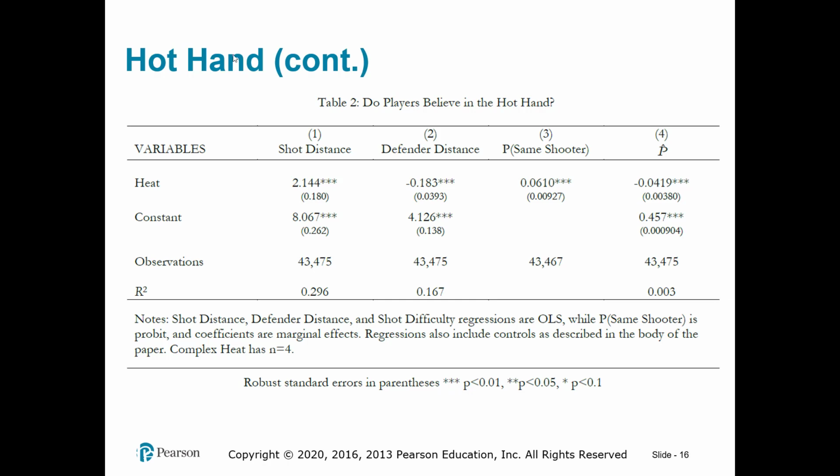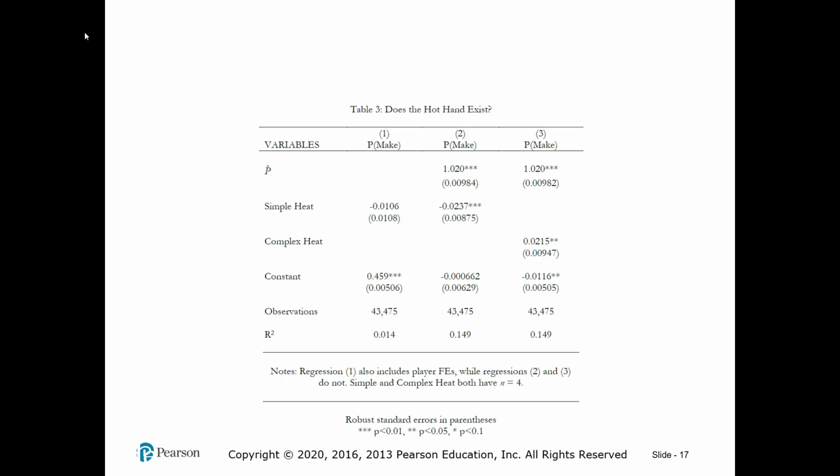So that's, do the players believe in the hot hand? And then, does the hot hand exist? Again, this is not a traditional linear regression, but we'll just go through this anyway. Okay, so we have a base model here. The base model that doesn't incorporate shot difficulty is not significant at all. You see here the one variable we have, the heat variable, is not significant.